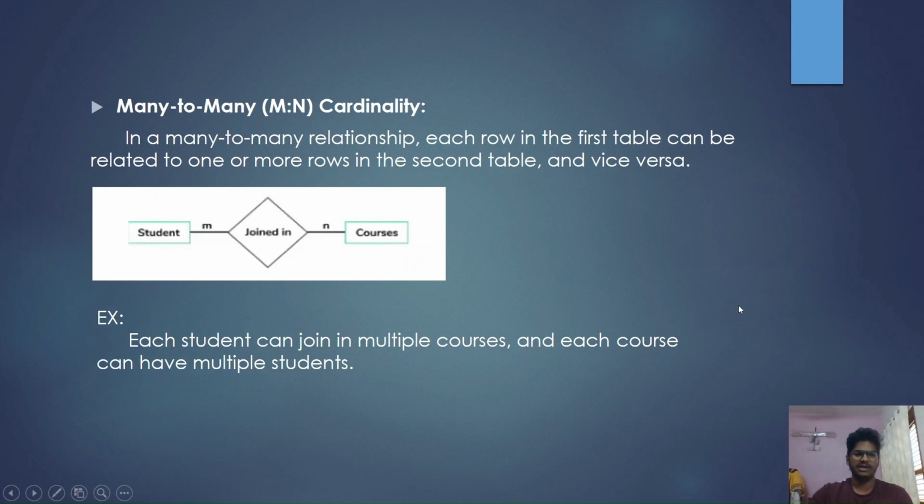Many-to-many cardinality. In a many-to-many relationship, each row in the first table can be related to one or more rows in the second table and vice versa. In this example, there are two entities, which are a student and the course, and the relationship is joined. Each student can join multiple courses, and each course can have multiple students.